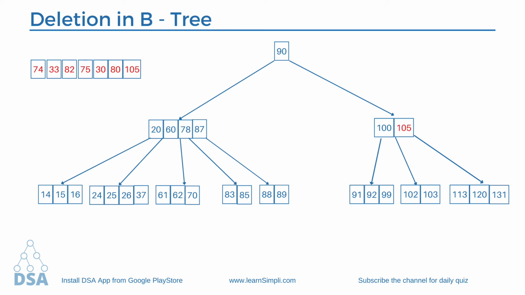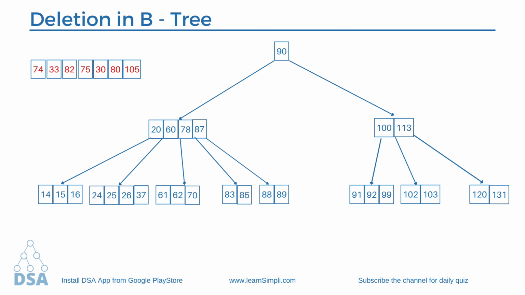Next, suppose we want to delete 105. Let's see how to do it. We have 105 to the right of 90. First check if we can replace 105 with its in order predecessor, and we cannot do it because the in order predecessor node has exactly the minimum number of keys. Now check for the in order successor. The in order successor of the target key would be the minimum key in the right subtree, that is 113. So the in order successor node has more than the minimum number of keys. It can be used to replace the target key, so we delete 105 and replace it with 113.